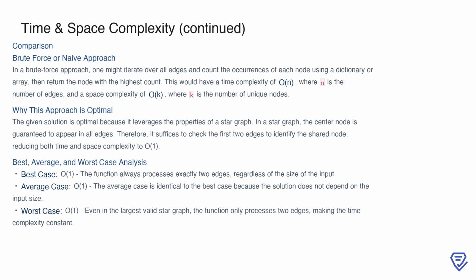In contrast, the given solution takes advantage of a key property of star graphs: the center node appears in every edge. By checking only the first 2 edges, the function efficiently identifies the shared node, reducing both time and space complexity to O(1). Additionally, whether the graph is small or large, the function always processes exactly 2 edges, making the best, average, and worst-case time complexity identical, O(1). This consistency highlights the strength of the approach.